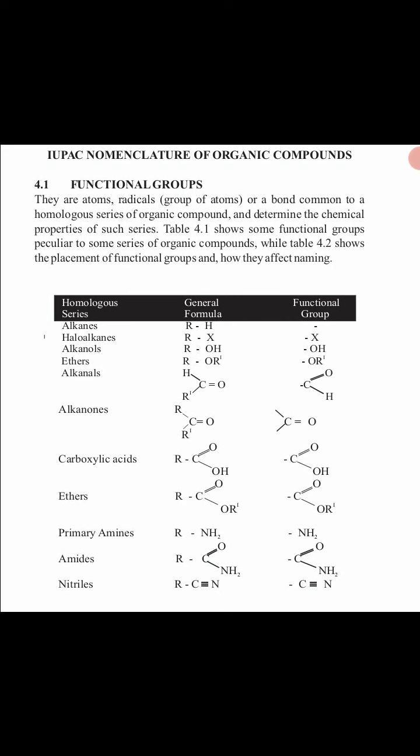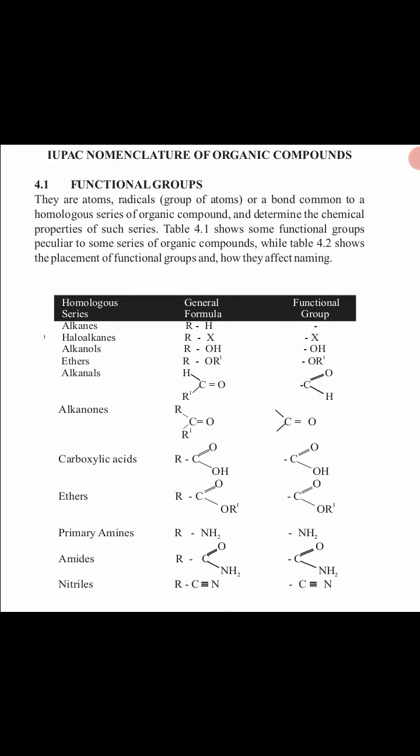All right, we are not new to it. So, IUPAC nomenclature of organic compounds. I explained functional groups at the preliminary stage of this class. I said functional groups are atoms, radicals, which are groups of atoms. They are atoms or radicals or a bond common to a homologous series of organic compounds.